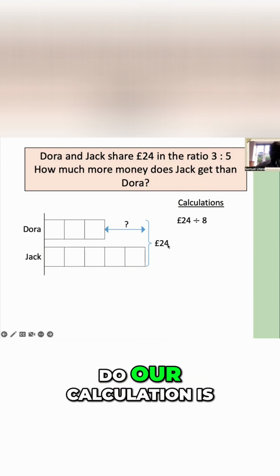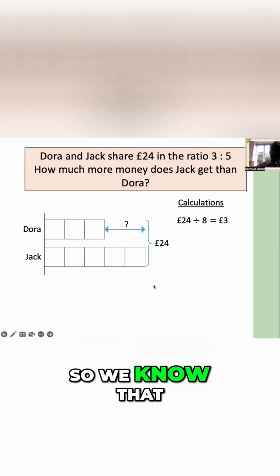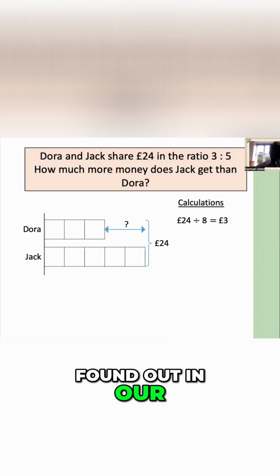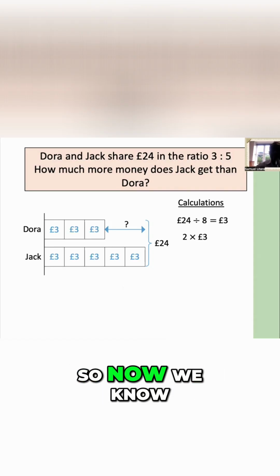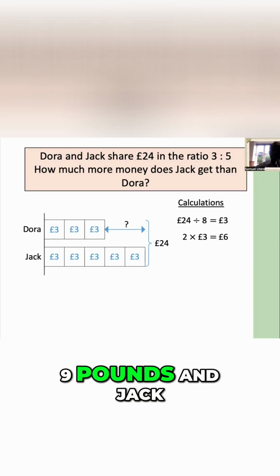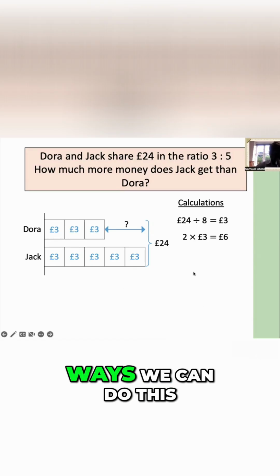One way we can do our calculation is to find out what each part is worth. So we know that each part is 3 pounds, the same as we found out in our calculation earlier. So now we know that Dora has 9 pounds and Jack has 15 pounds. Well, there are 2 ways we can do this.